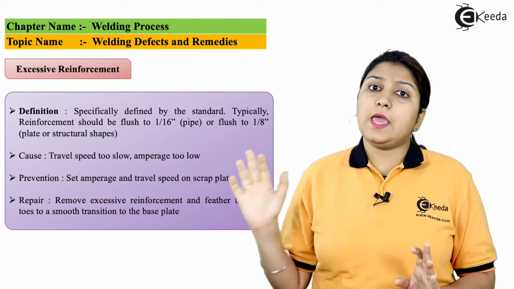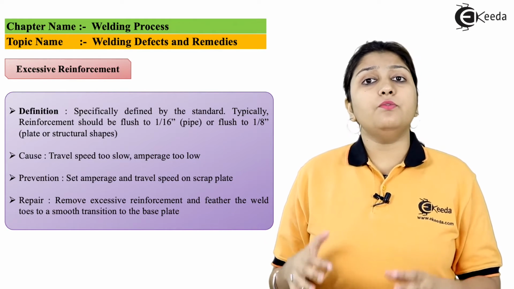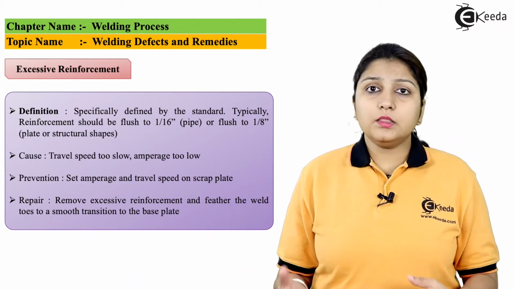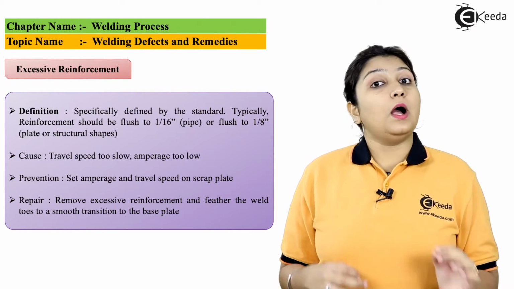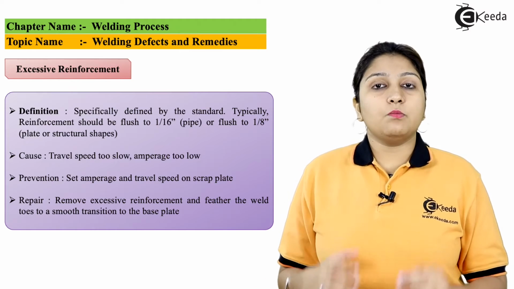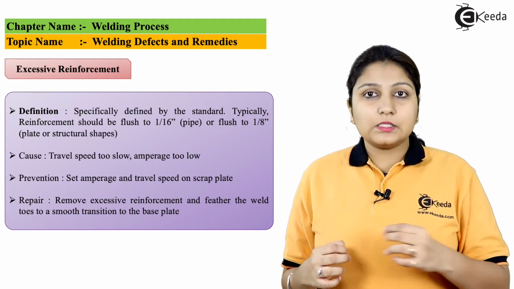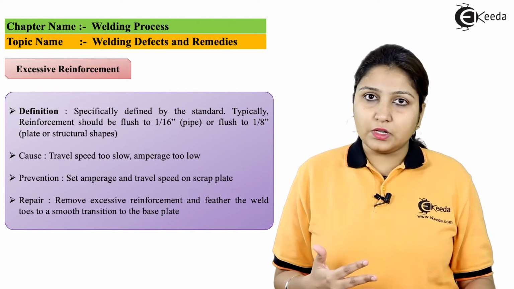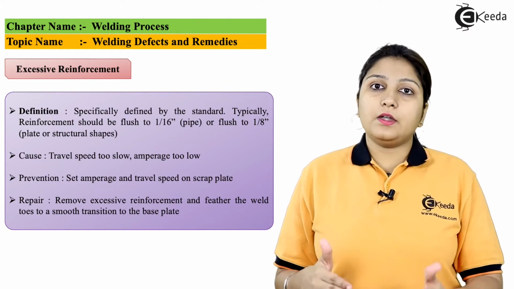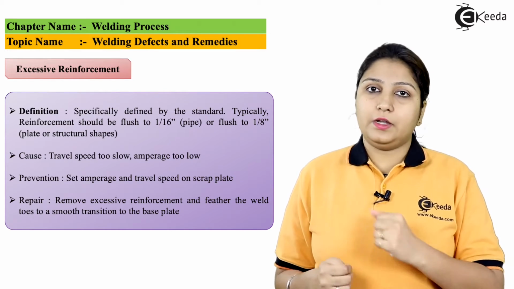This defect is known as excessive reinforcement. You are forcing material into the pipe or the flush which is not required. So how can it be prevented? You can remove excess material or excess fins on the surface through grinding or any other surface finishing process before doing your welding.